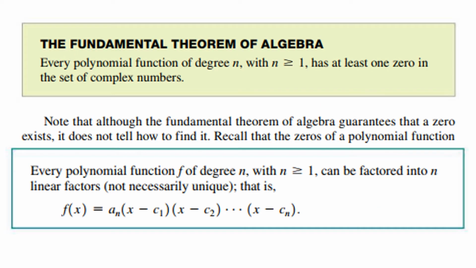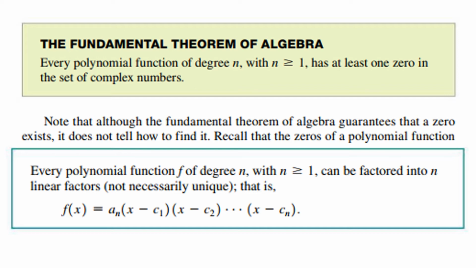The fundamental theorem of algebra states every polynomial function of degree n, where n is bigger than or equal to 1, has at least one zero in the set of complex numbers. Now the zero might be complex. Although the fundamental theorem guarantees a zero exists, it doesn't tell us how to find it, and that's one of the things we'll be talking about as we go forward in this section.